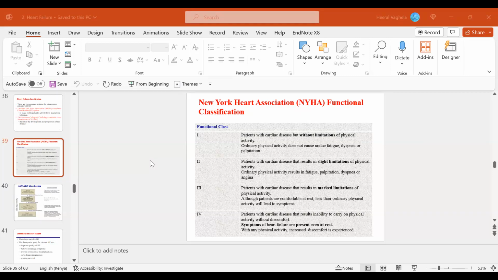Yeah, and then which other drugs? We will also use diuretics for symptom relief, like decreasing edema. Yes. Any other?